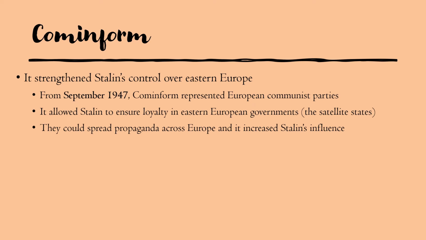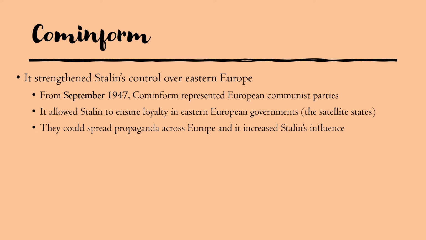So this was set up in September of 1947, and it represented all European communist parties, including those from the satellite states, which were the leading governmental powers, but also the ones from countries like France and Italy. These communist parties weren't in government, but they were still strong, and they were still under Stalin's influence. And this made sure that Stalin could ensure loyalty in Eastern European governments, so that these communist parties were toeing the line, were following the Soviet Union to make sure that the satellite states stayed loyal to the Soviets.